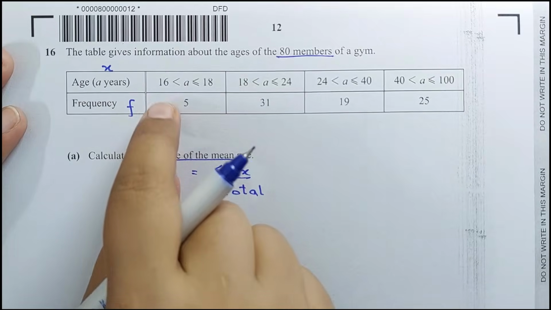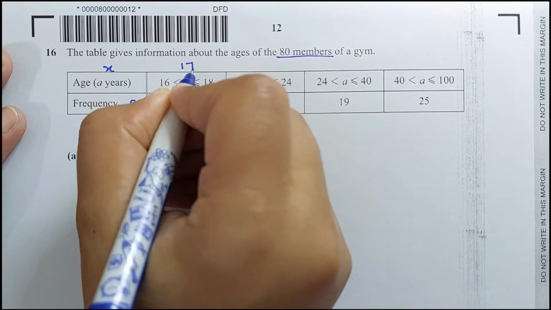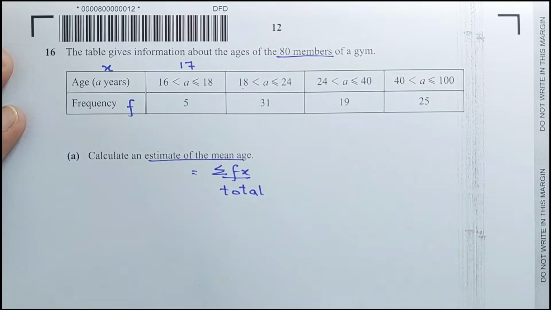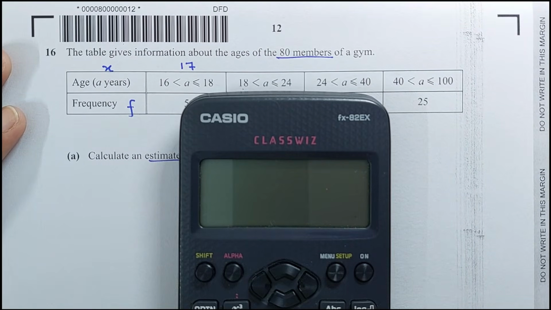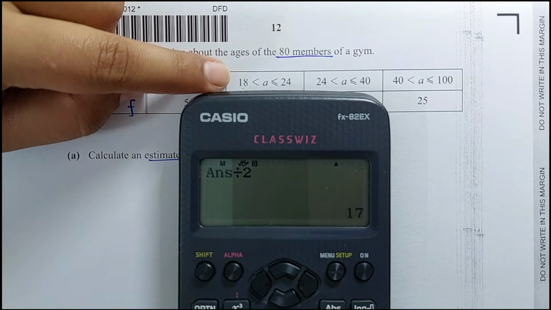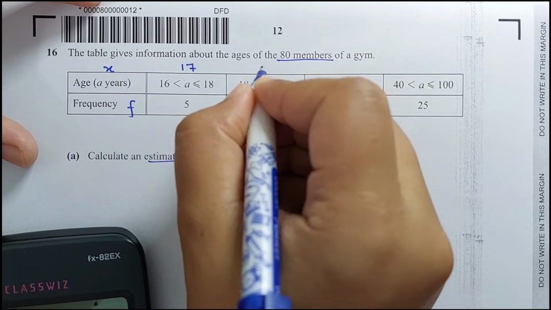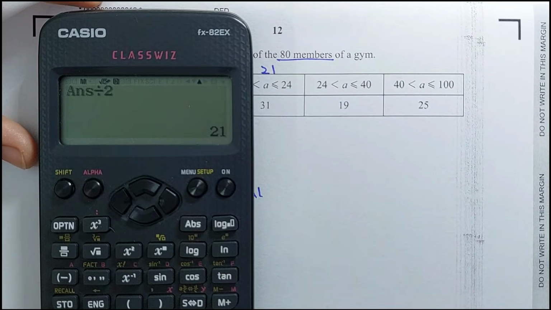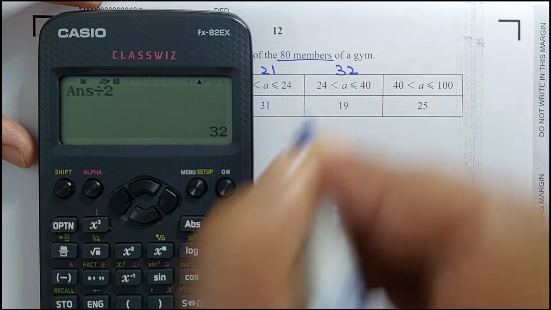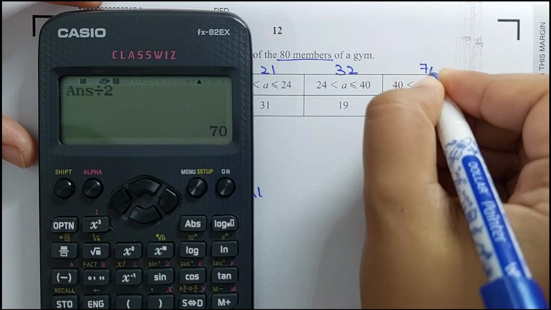So we need to fix the midpoint of 16 and 18. 16, 17, 18. 17 is the midpoint. To get the midpoint, we have to add the end points, which is 16 plus 18, and dividing by 2. You will get 17. Now 18 and 24, divided by 2. 21 is the midpoint. Now we have 24 and 40 divided by 2. 32 is the midpoint. And 40 plus 100 divided by 2 is 70, the midpoint.